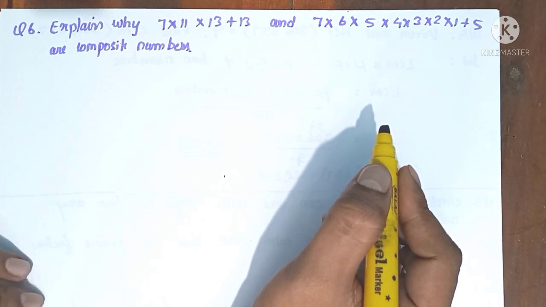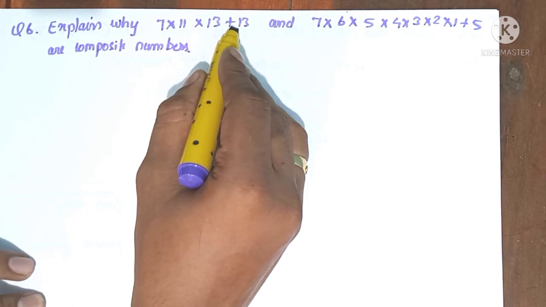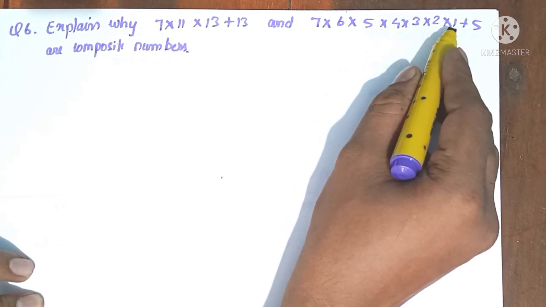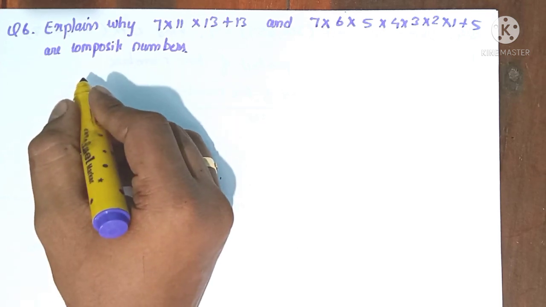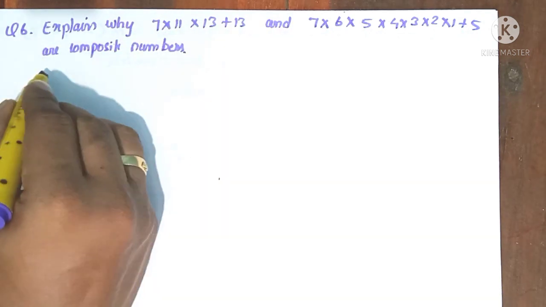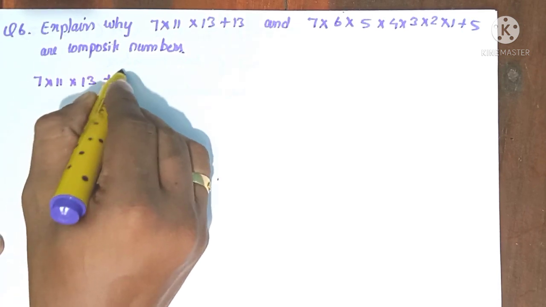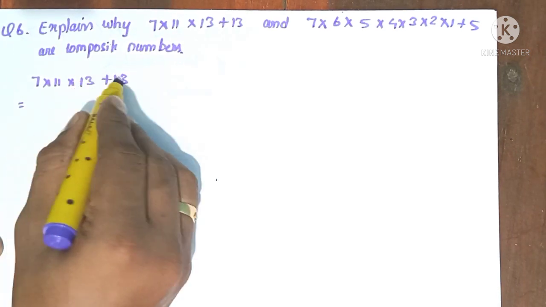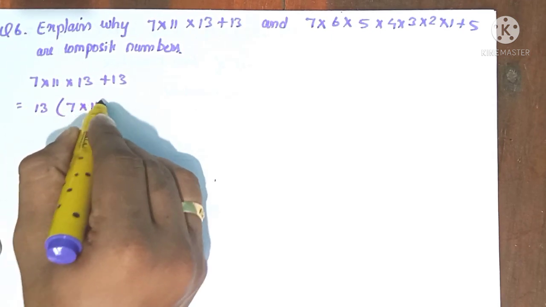Okay, let's see question number 6 now. What is the question? Explain why 7 into 11 into 13 plus 13 and 7 into 6 into 5 into 4 into 3 into 2 into 1 plus 5 are composite numbers. So what is a composite number? Composite numbers are numbers which are having more than two factors. Let's take the first number here, that is 7 into 11 into 13 plus 13. We can take 13 as common here, since 13 is on both sides. So 13 multiplied by 7 into 11 into 1.